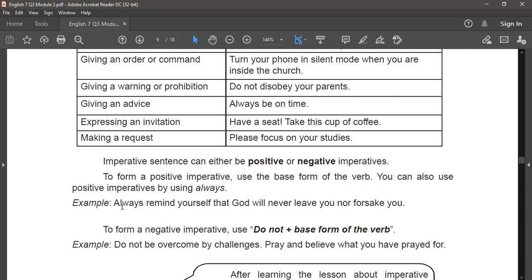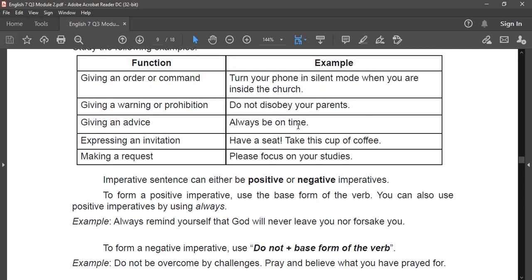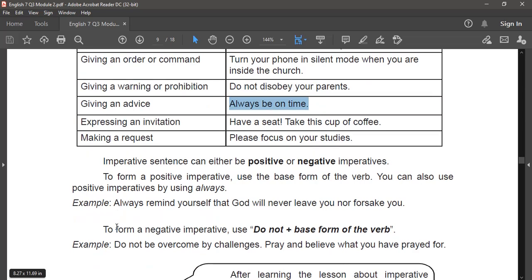Okay, example. Always remind yourself that God will never leave you nor forsake you. So in the given example a while ago, this is a positive imperative. When we say positive imperative, we will just use the base form of the verb. On the other hand, when we say negative imperative, it usually uses the words do not or don't plus the base form of the verb.